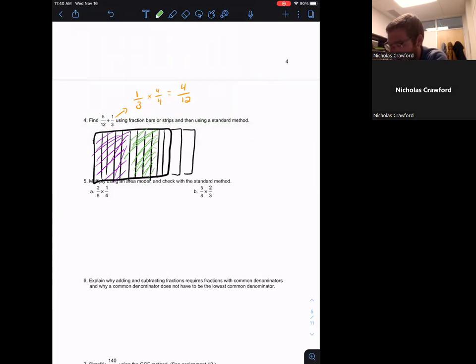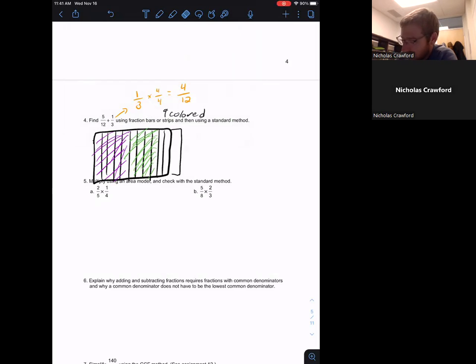And what am I left with? Well, I've colored in 1, 2, 3, 4, 5 of them, and then I've colored in 4 of them. So I have a total of 9 of them. So I have 9 colored in. And I think I accidentally drew 13 there. So that's one way to do it.